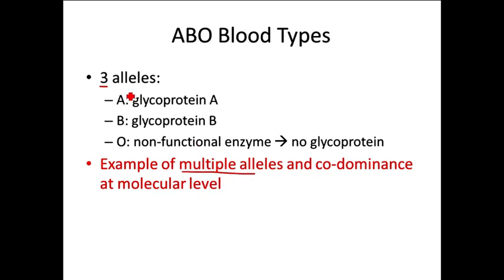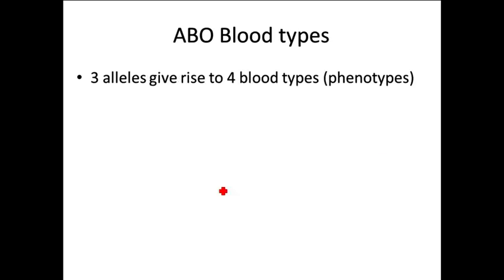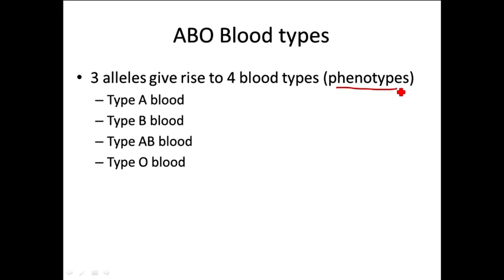Okay. So this is interesting because it's an example of multiple alleles. Okay, so we're dealing with three alleles here. Everything else we have talked about before, there's only two alleles. Okay? And this is also an example of codominance that is observed only at the molecular level. All right, so these three alleles give rise to four different blood types, and the blood type here is the phenotype. Okay, so the phenotype, of course, is what you exhibit, right? So each one of us has a blood type, and everyone has to be one of these blood types: type A, type B, type AB, or type O.